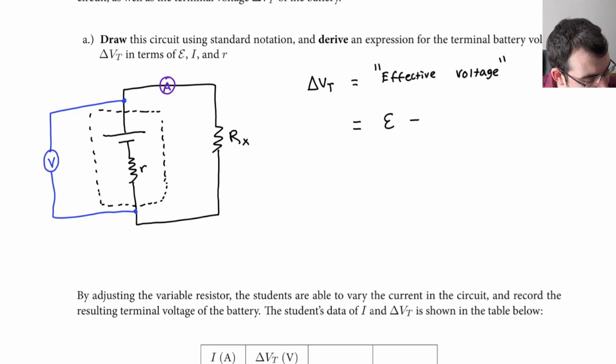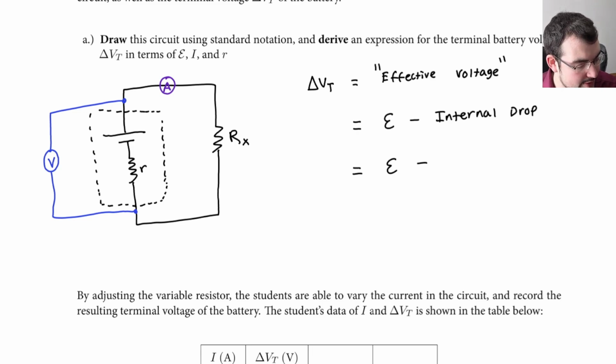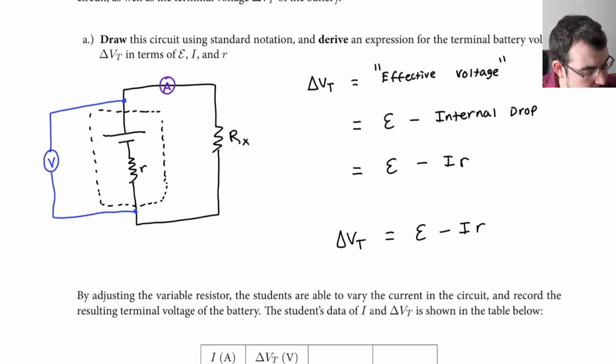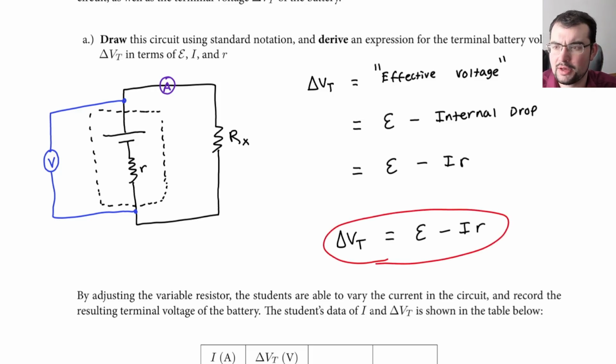So it's going to be epsilon minus the internal drop. So what is the internal drop? Well, we measured our circuit to have current I, and our internal resistance is R. So that's actually it. Our equation is that the terminal voltage of a battery is equal to the EMF with no current, minus the IR that's dropped inside. That should make sense, because our current in the circuit is I, so we're going to drop IR inside the battery itself. That goes to lower the effective voltage.